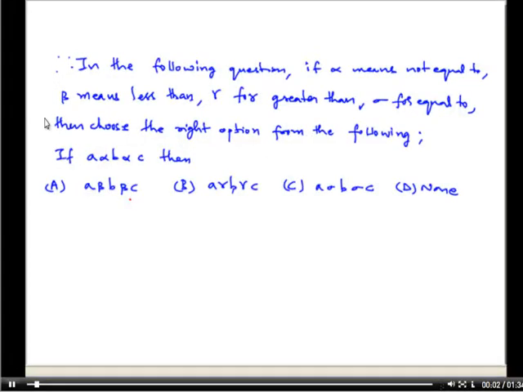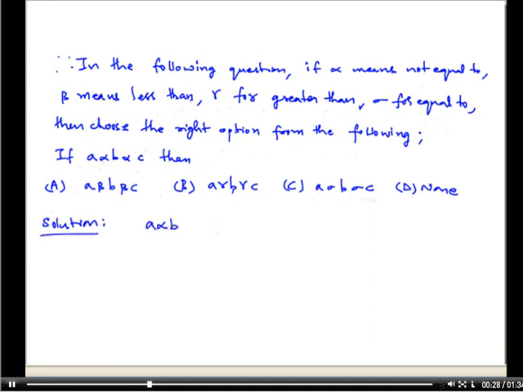In this question, alpha means not equal to, beta means less than, gamma means greater than, sigma means equal to. Then choose the right option from the following. That is, given that A alpha B alpha C, we need to choose the correct statement from the given choices, which implies from the given statement. Let us begin with the solution.